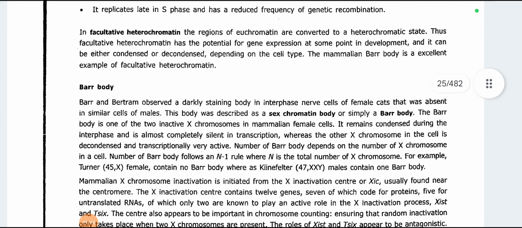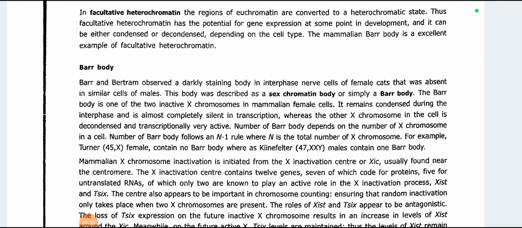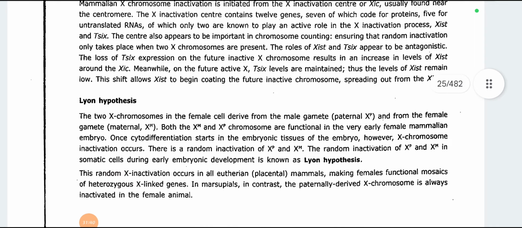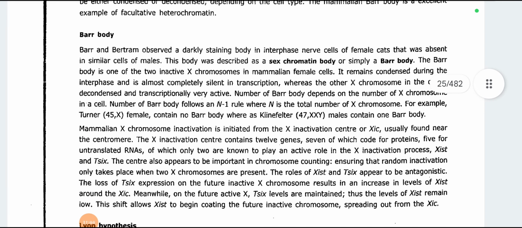But in the case of facultative heterochromatin, regions of euchromatin are converted to the heterochromatin state. Some euchromatin, under specific conditions, is converted to the heterochromatic state, and it has a potential for gene expression at some point in development and can be condensed or decondensed depending upon the cell type. An example is the mammalian Barr body, which is an excellent example of facultative heterochromatin. So we will start with the Barr body in the next video.